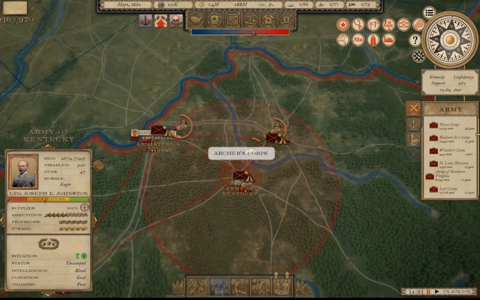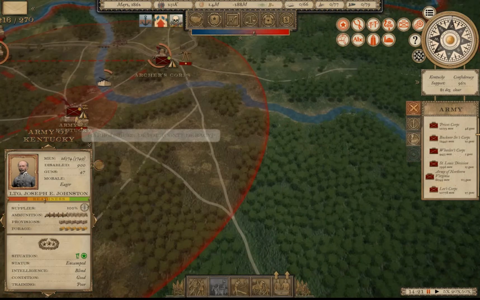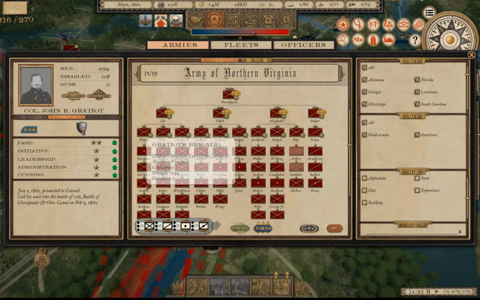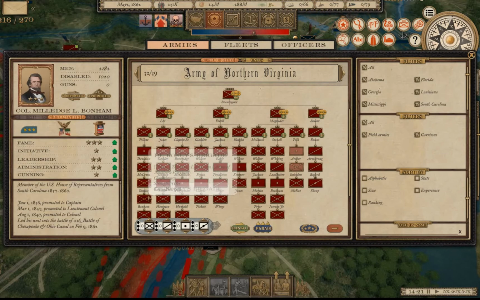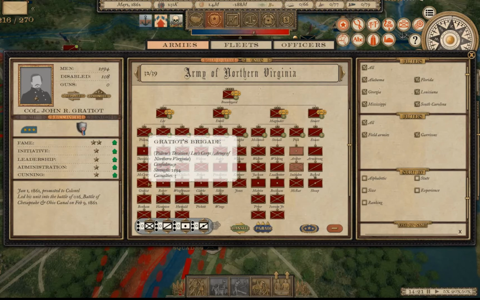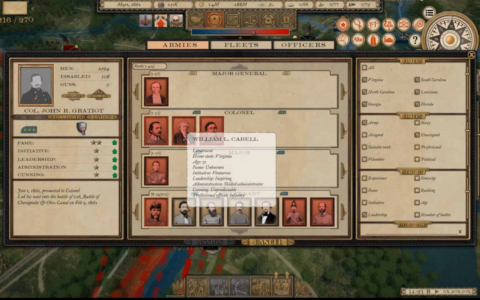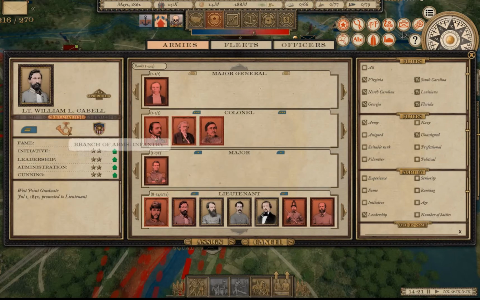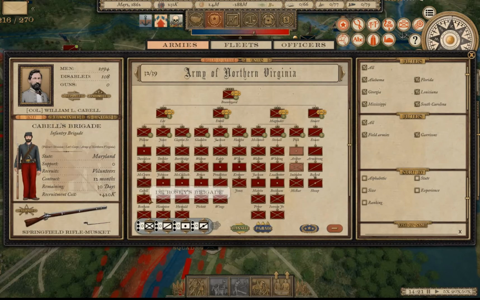Joe Johnston still fortifying northern Kentucky, building a fort along the Kentucky River. Make some minor command changes. Gratiot, I'm not sure exactly why, but Gratiot's brigade usually starts battles in a low morale condition. I want to change his command. I was looking at William Cabell as a possible replacement. We will try that. The young lieutenant, giving an opportunity.